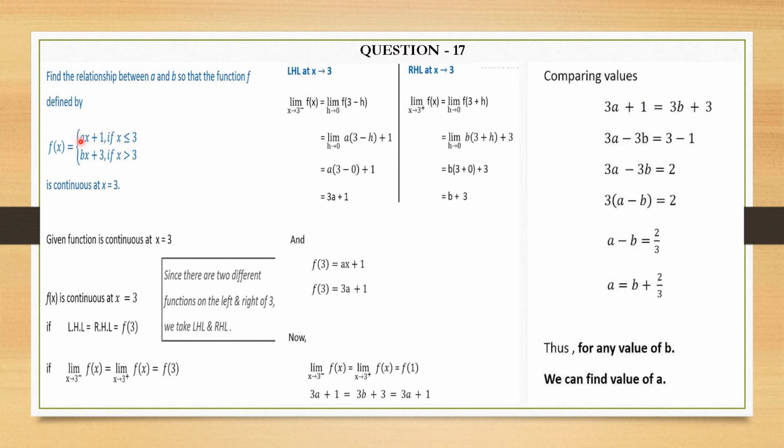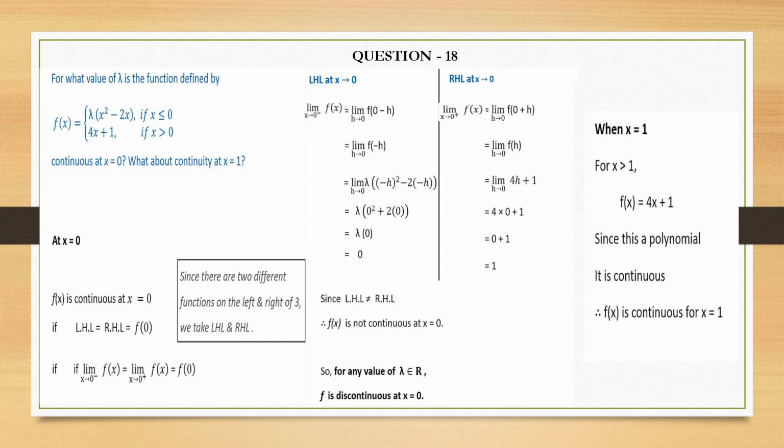I'll put it here: a times 3 minus h plus 1, and it will turn out as 3a plus 1. For the right hand limit, I'll put 3 plus h here. So b of 3 plus h plus 3 turns out to be 3b plus 3. And f of 3, I'll get it from here. It will be 3a plus 1 again. All set equal, and I'll get the equation as 3a plus 1 equals 3b plus 3. And by simply solving, I'll get a is equal to b plus 2 by 3. So this is the relationship between a and b for which the function is behaving continuous at x equal to 3.